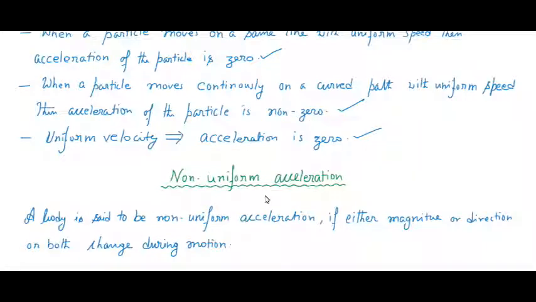Now let us study what is non-uniform acceleration. A body is said to be in non-uniform acceleration if either magnitude or direction or both change during the motion. If it happens, then it is said to be non-uniform acceleration.